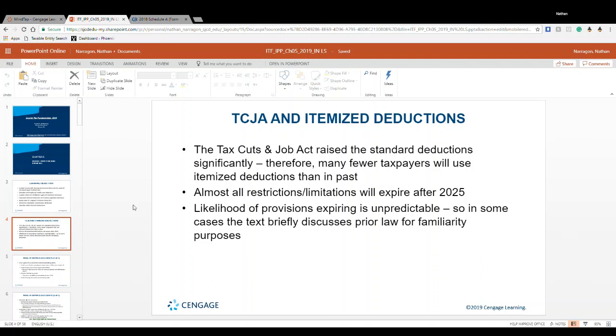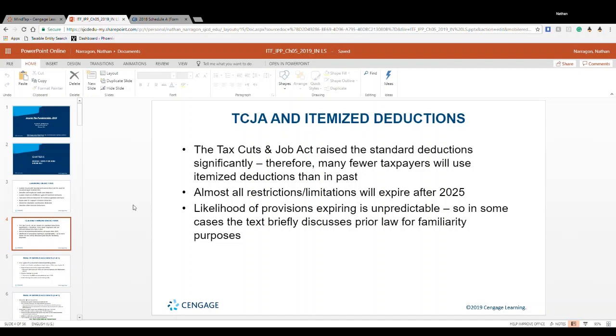A big thing that's happening with the new law is that the standard deduction has been raised very significantly. The TCJA basically almost doubled every standard deduction, so it means fewer people really have to itemize. They're trying to get rid of the Schedule A. But there are some restrictions and limitations on itemized deductions which the new law brought in, which we're going to get into. All those will expire in 2025 unless something else happens. Never know with the government, but the likelihood of provisions expiring is unpredictable.